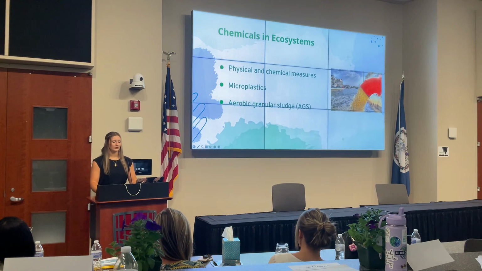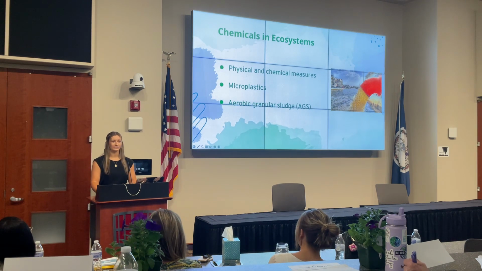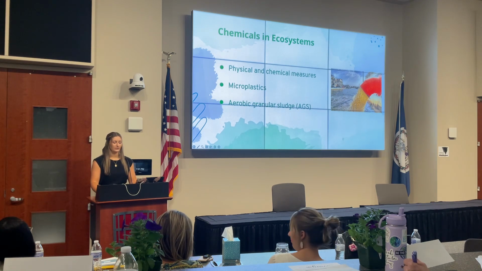Furthermore, I learned that chemicals that enter ecosystems have an overall negative impact on algae growth. One experiment tested physical and chemical measures, which were flow velocity and the addition of copper, and it negatively affected growth. The addition of microplastics also stopped algae growth, and these microplastics very easily enter the ecosystem through things such as fishing nets and road runoff.